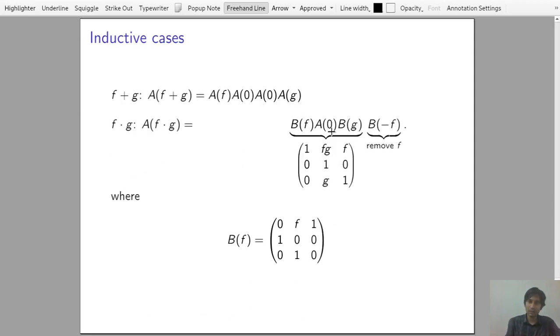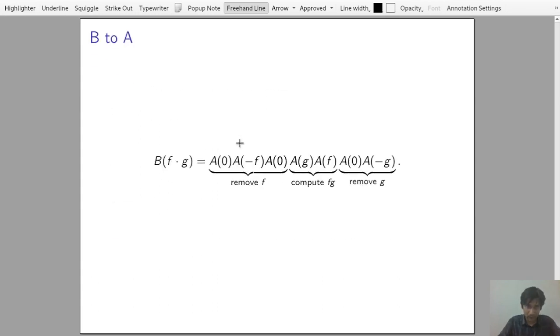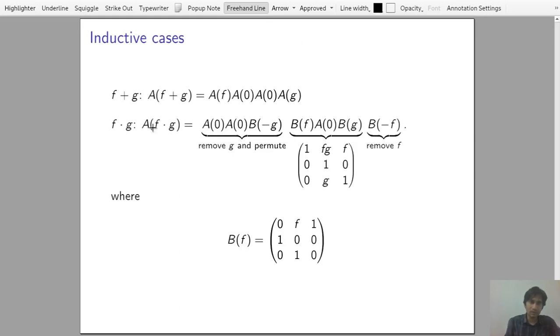So if you post multiply this with B of minus f, then the spurious f will get removed, and in order to remove this g, we can pre-multiply by B of minus g, and then to permute the entries of this matrix after all these multiplications to the correct position, we can multiply it by A of 0, A of 0. So notice that A of 0 is a permutation matrix. So now the problem is we have expressed A of fg as a sequence of A and B matrices.